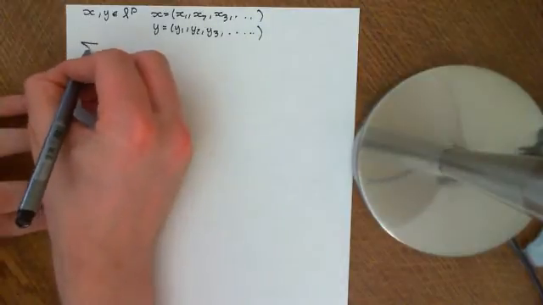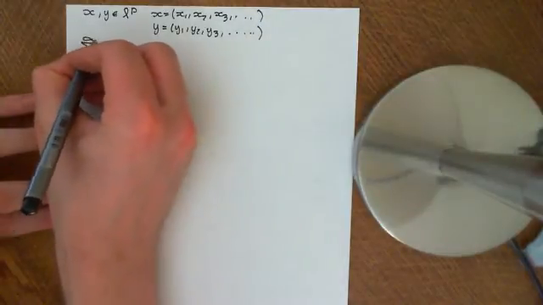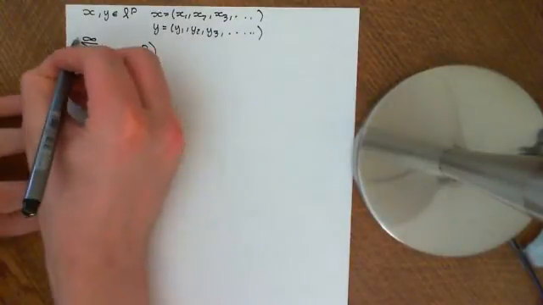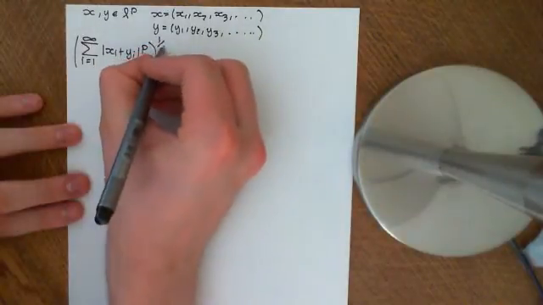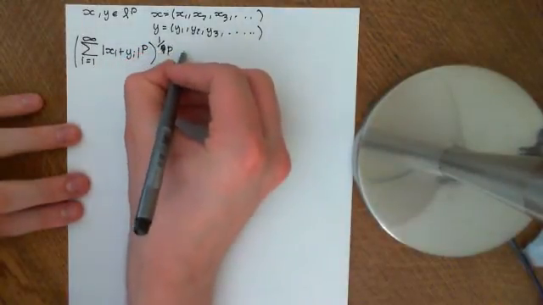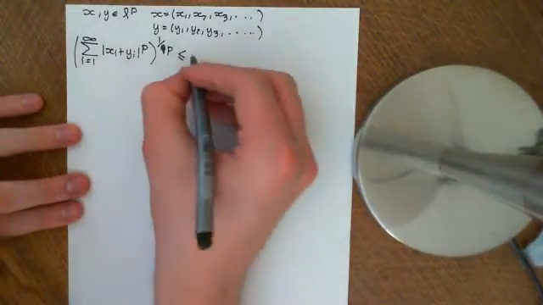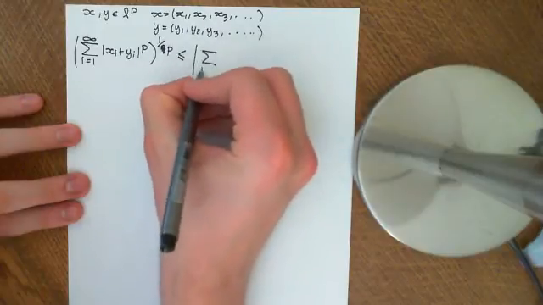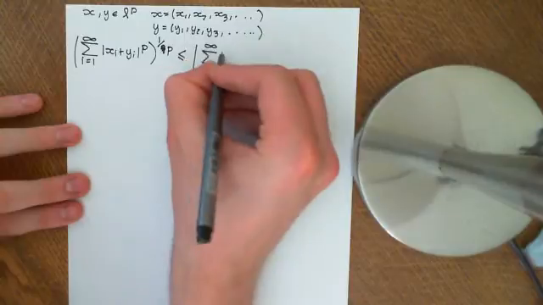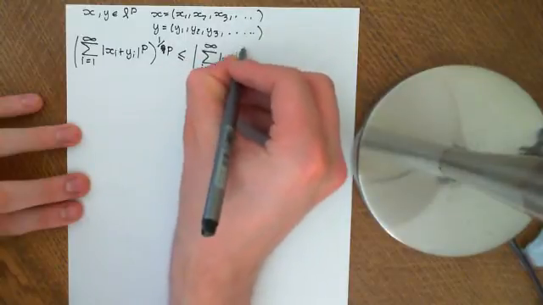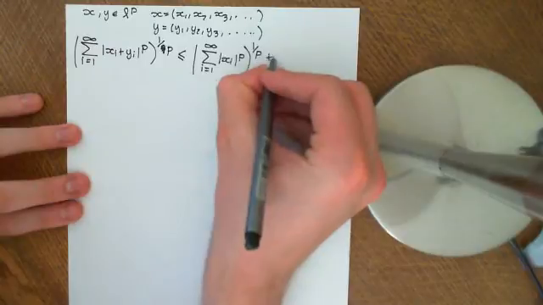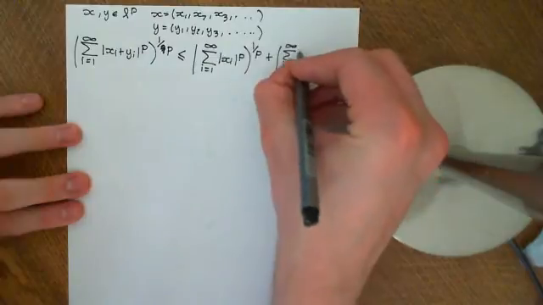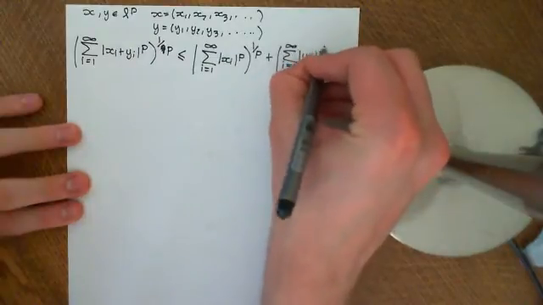Then we want to prove that the summation i equals 1 to infinity of the modulus of xi plus yi to the power of p, and then raise that entire number to the power of 1 over p, is less than or equal to the summation i equals 1 to infinity of the modulus of xi to the p, to the power of 1 over p, plus the summation i equals 1 to infinity of the modulus of yi to the p, to the power of 1 over p.